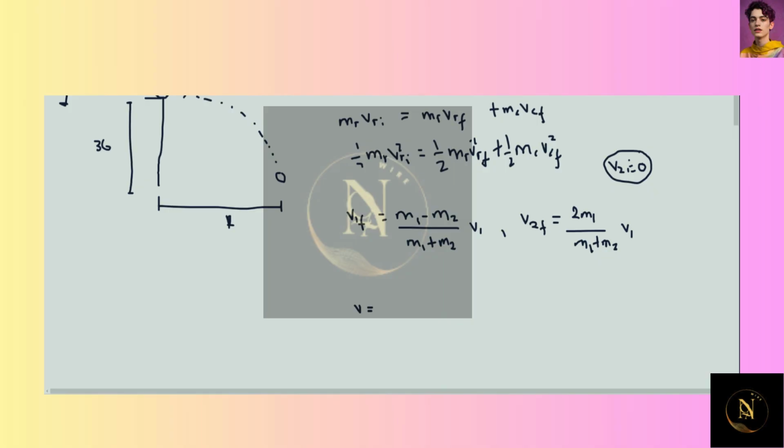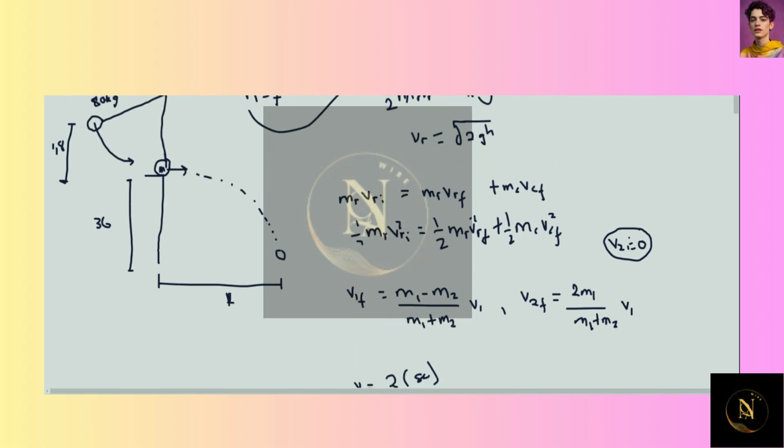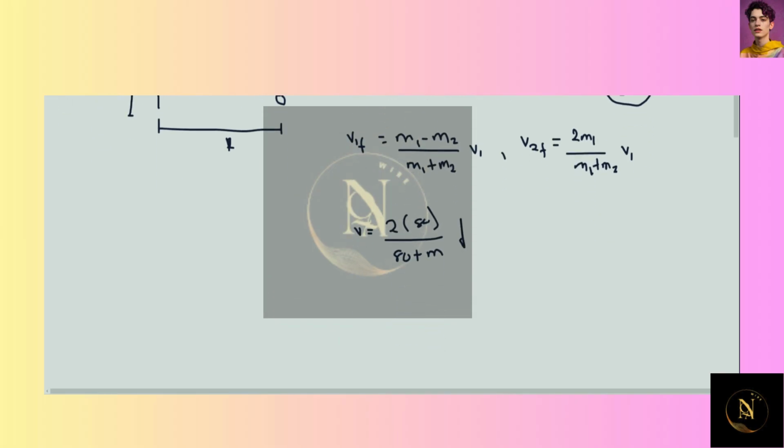And that is equal to 2 times the mass 1, and mass 1 is just the rock, so that's 80, over m1, which is the mass of the rock, plus m2, which is the mass that you're given, the mass of this cannonball here. And that is multiplied by v1. But v1, we've already figured out that v1, which is vr, is the square root of 2gh. So this expression gives you the velocity in terms of the mass.